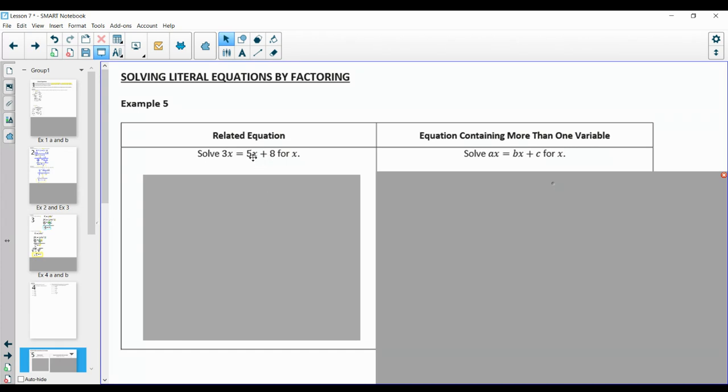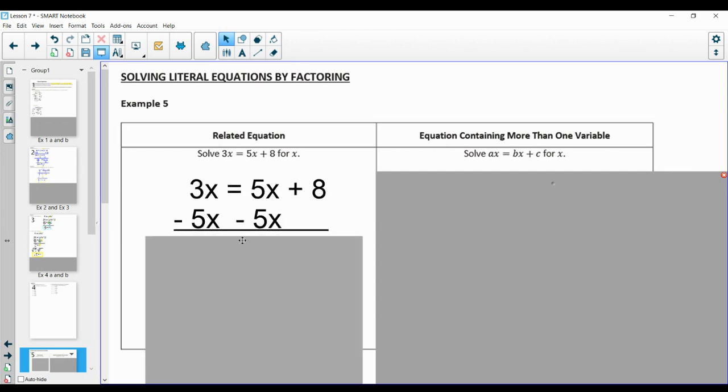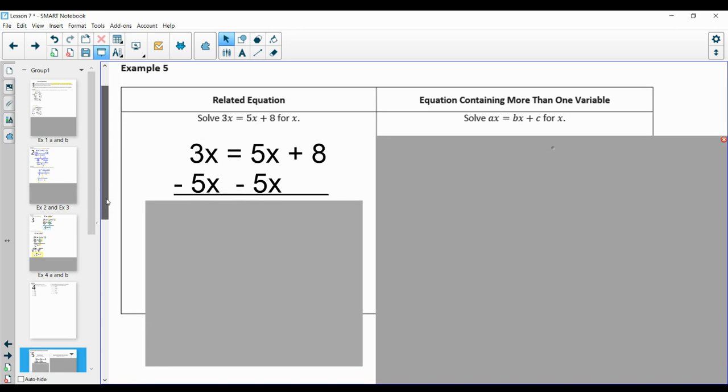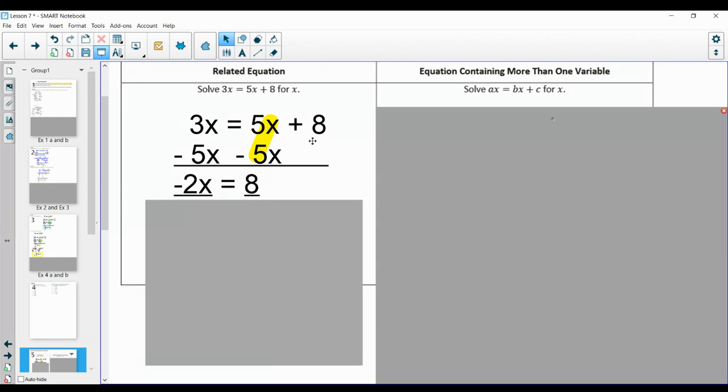So how am I going to move my variable term by 5x? I hope we all agree I would subtract by 5x on both sides. Doing that allows me to cancel at least out, right? There's 0 pairs. So then I would do 3x minus 5x, and that's negative 2x equals 8.